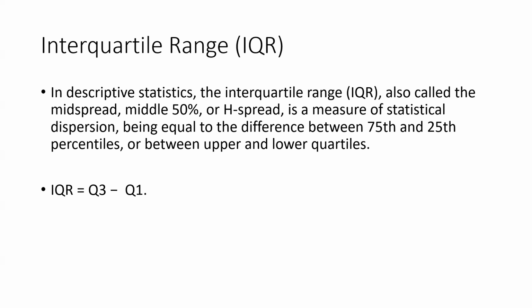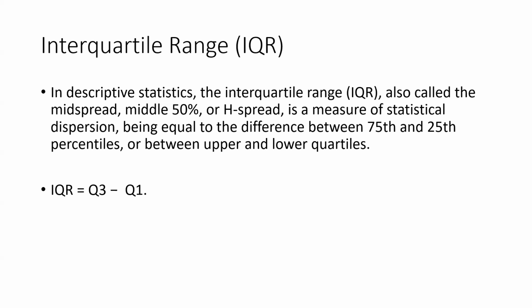In descriptive statistics, the interquartile range, which is commonly abbreviated as IQR, is also called the mid-spread, the middle 50%, or the H-spread. No one actually calls it those; they always refer to it as the interquartile range or IQR. But if you do encounter mid-spread, middle 50%, or H-spread, they're referring to the interquartile range. The interquartile range is a measure of statistical dispersion equal to the difference between the 75th and 25th percentiles, or between the upper and lower quartiles. So interquartile range equals the third quartile minus the first quartile.